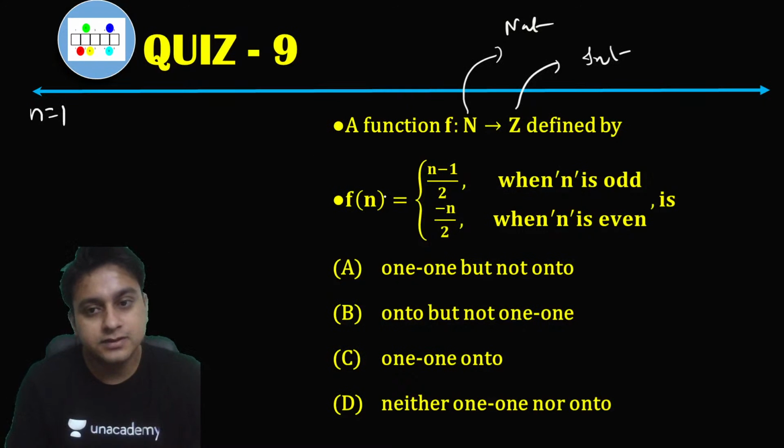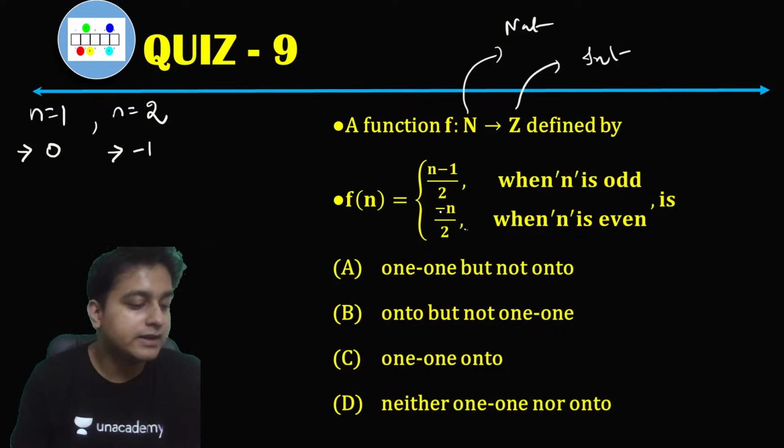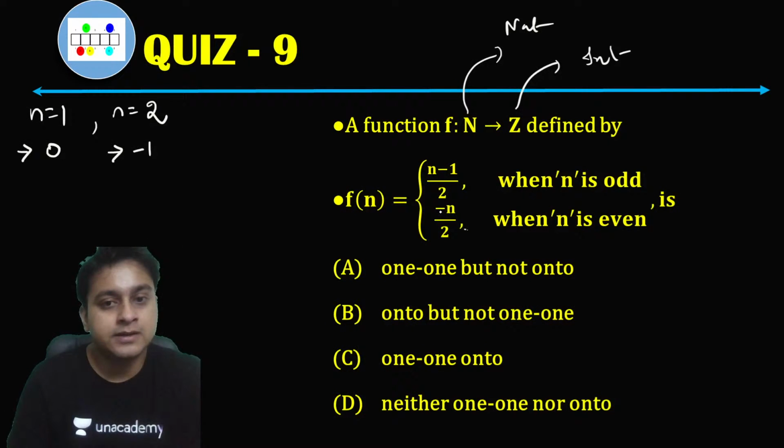What are we getting? n is odd, so it will follow this category. Can I say our output will be 0 in this case? 1 minus 1, we'll get 0. Put n equals 2. We have to go here, even. We are getting minus 2 by 2, minus 1. Then put n equals 3. Which case? This one. We get 3 minus 1 by 2, 2 by 2, 1. Right? Then we'll put n equals 4.